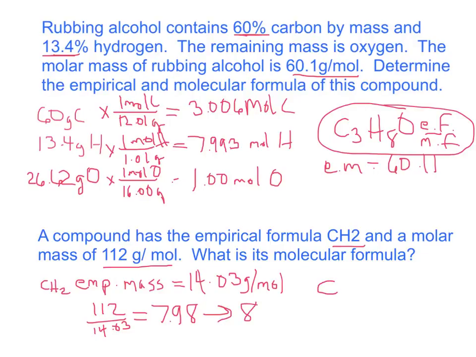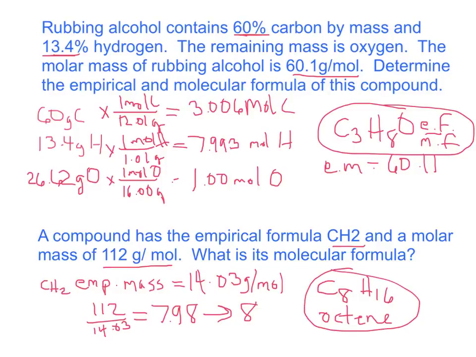So you get C8H16, which is octene. And if you add those together, I do believe it comes out to be 112. So that would be a good check. Does C8H16 add up to 112? And I think you'll find that it does. We're all good to go there.